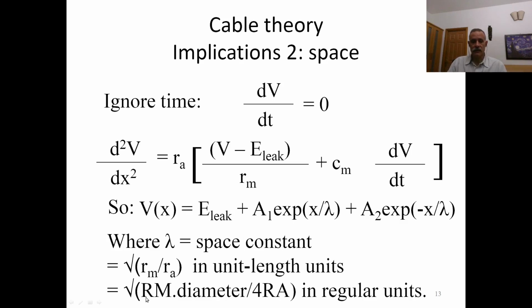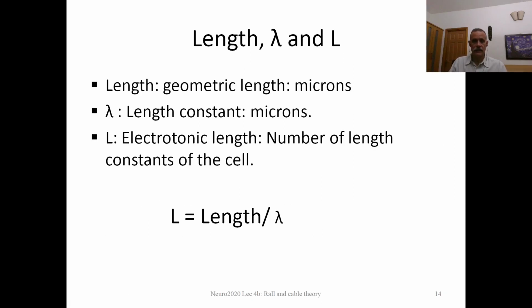And if you want to convert it into your more familiar units, it's equal to the specific membrane resistance times the diameter divided by 4 times this axial resistivity in regular units. Okay, and square root of the whole. So this is the space constant. So this tells you how it declines with distance. And so here we have it.